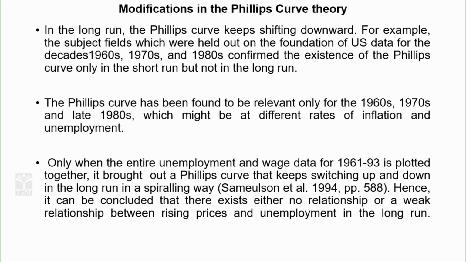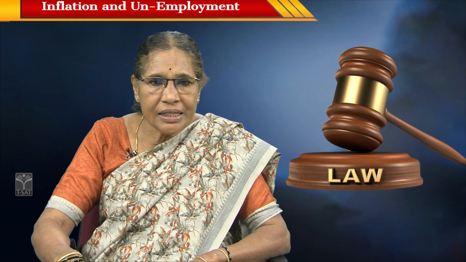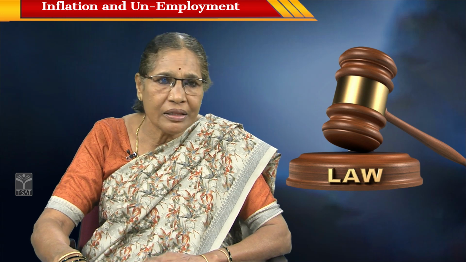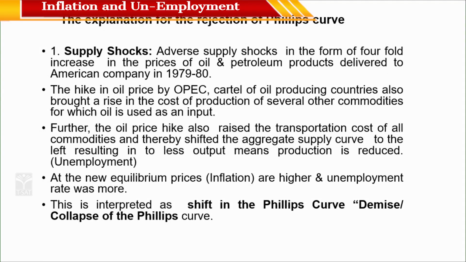Subsequently, the later economists came to the conclusion that there exists either no relationship, or even if there exists some kind of relationship, only a weak relationship between rising prices and unemployment in the long run. The explanation given by the later economists was related to supply shocks. Why has the Phillips curve in the short period been discarded?